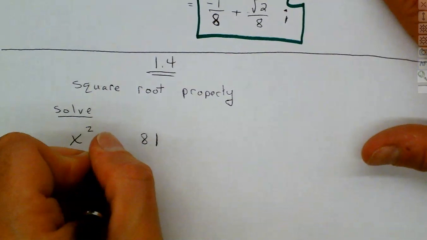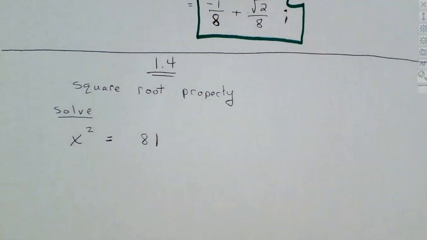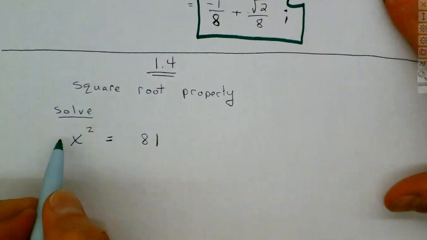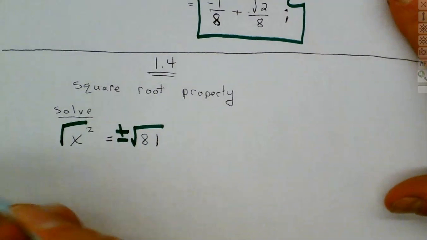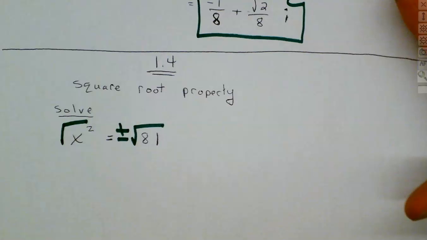So say I want you to solve x squared equals 81. Now it is squared. Okay. How do we get rid of a square? The opposite of a square is a square root. Now whenever we take a square root, you've got to add in a plus or minus. Why? Because when you square a negative number, it becomes positive. So you have to make sure you get both sets.